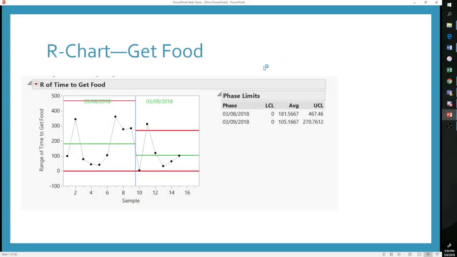The second R chart is the time to get food between the same 2 days, March 8th and March 9th. And on March 8th, all data points are in control, while on March 9th, 1 data point is out of control. And as we can see with the average, it follows what we talked about with the time to get receipt. The average of March 8th is still much higher than March 9th, which indicates March 8th was a busier day.